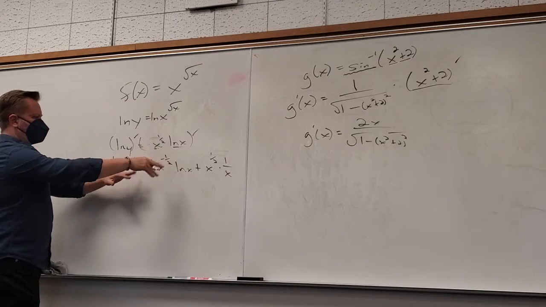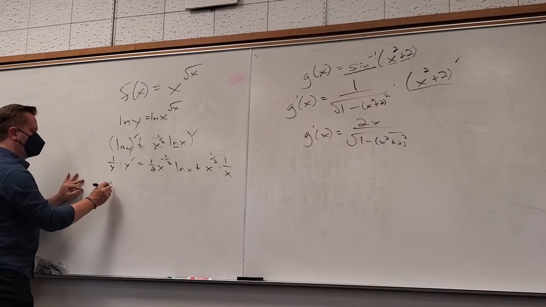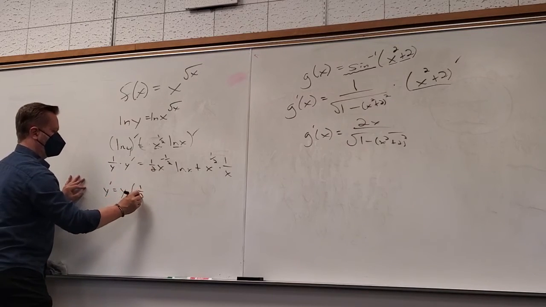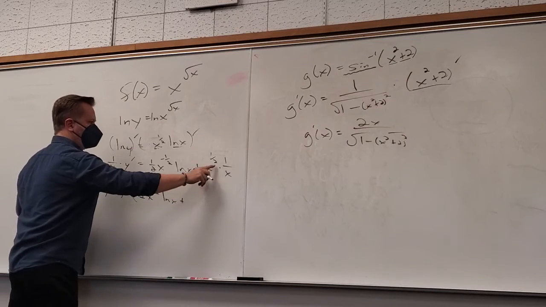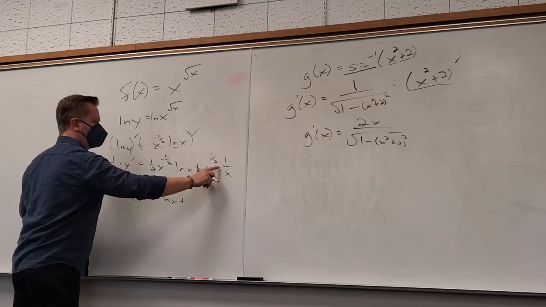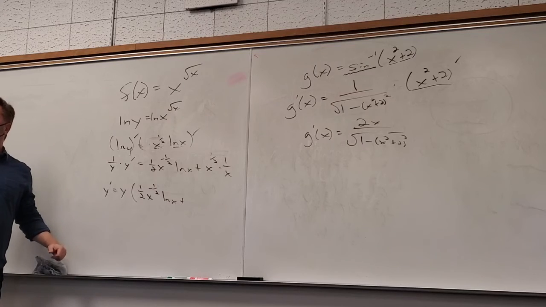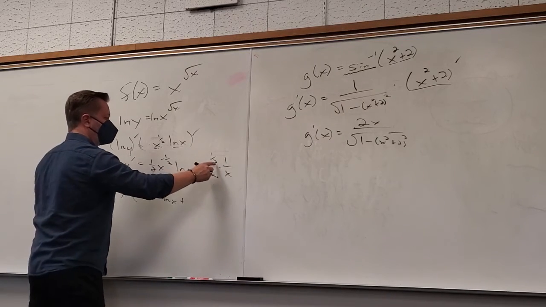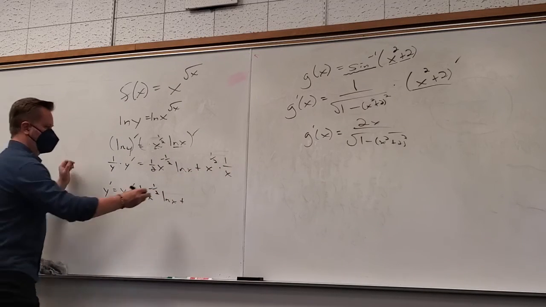We can clean some things up. Let me do two things. For y prime, I'm going to multiply by y, and I'm going to clean up inside here a little bit. What happens here? x to the 1/2 divided by a whole x is x to the negative 1/2, exactly. Half of an x divided by a whole x is negative half of x.